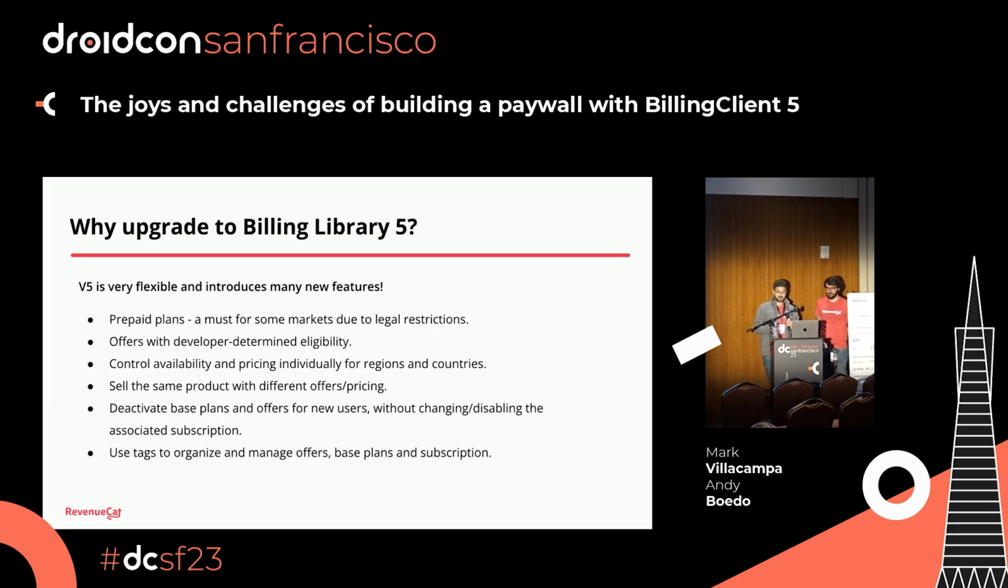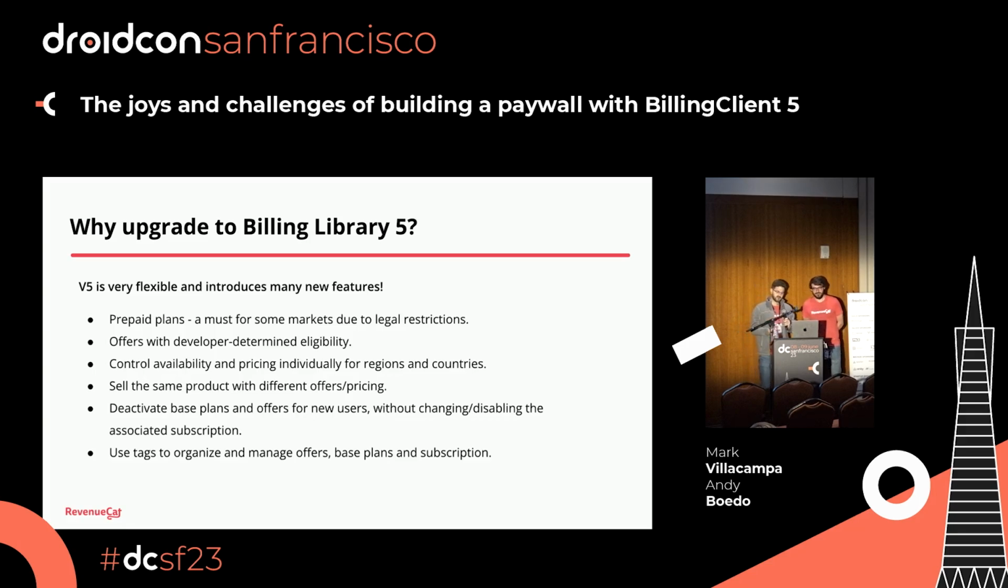But now the good news. There are compelling reasons to update regardless. Google Play Billing Library 5 is good. It introduces quite a few new things that you can use to make more money. Specifically, they introduce prepaid plans, which in some countries, like for example in India, you cannot sell an auto-renewable subscription. It's just not allowed. You can use the new feature in Play Billing 5 that's called prepaid plans.